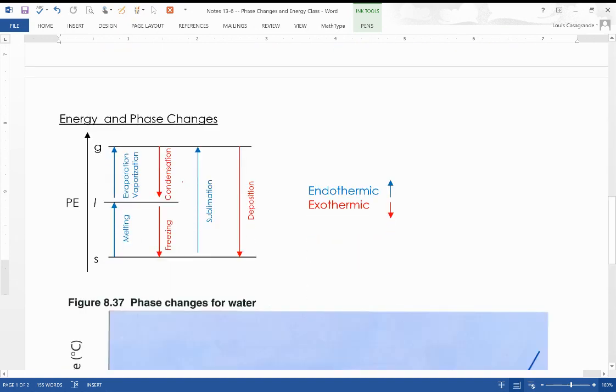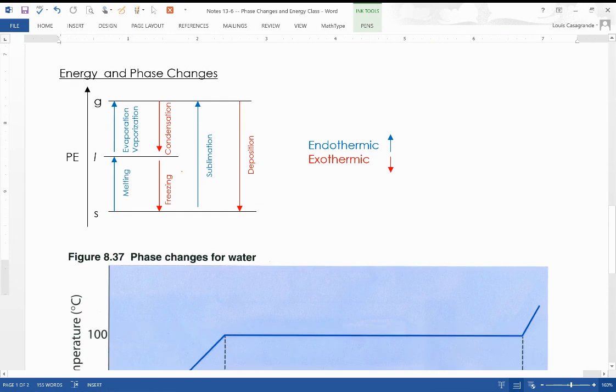On the next page, I have a diagram that just illustrates the various phase changes and the different kinds of energy changes associated with them. And this just shows on a scale of potential energy on the left, moving up in potential energy from low to high. So low potential energy at the bottom and higher potential energy at the top. Gases have the highest potential energy because they're the farthest apart.